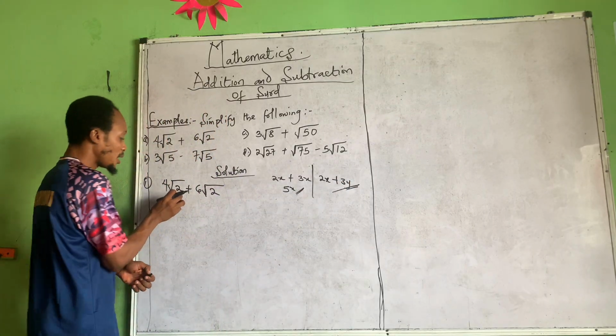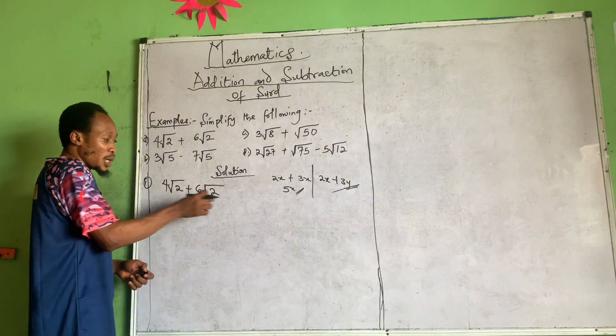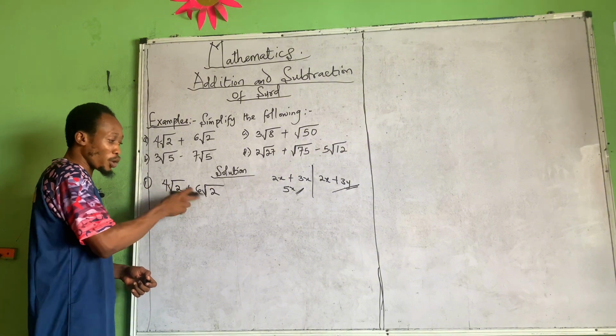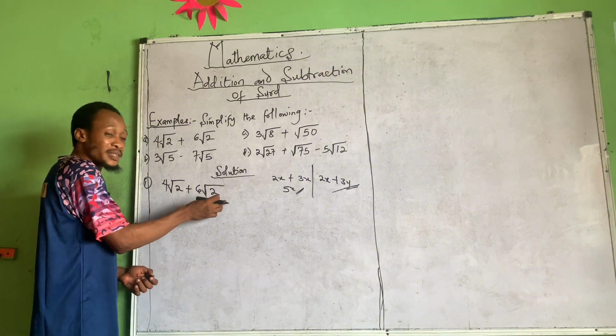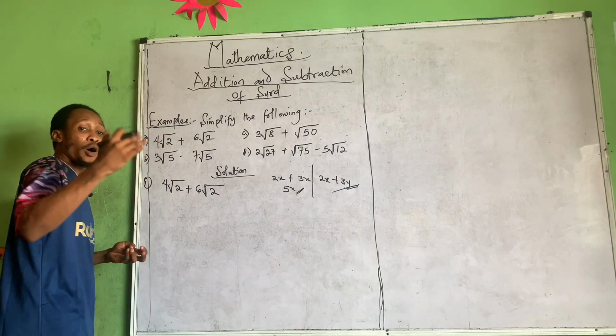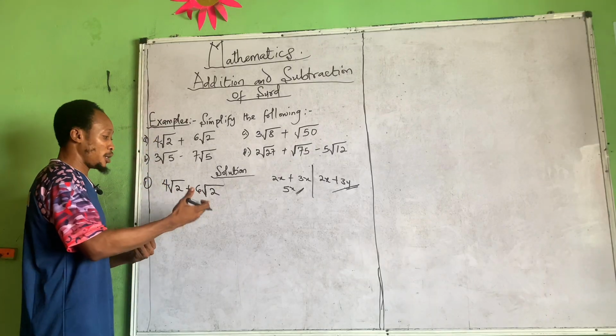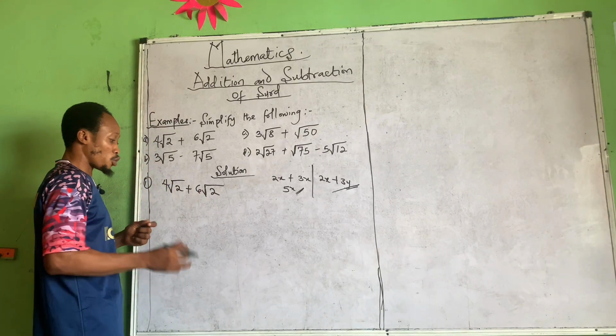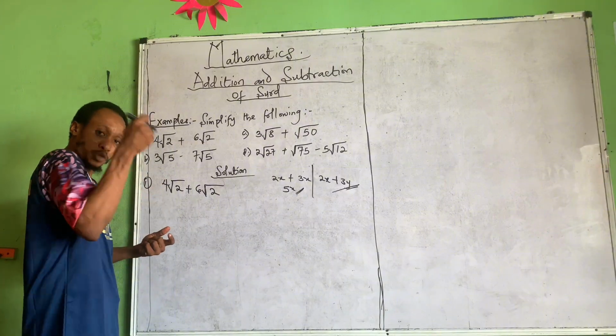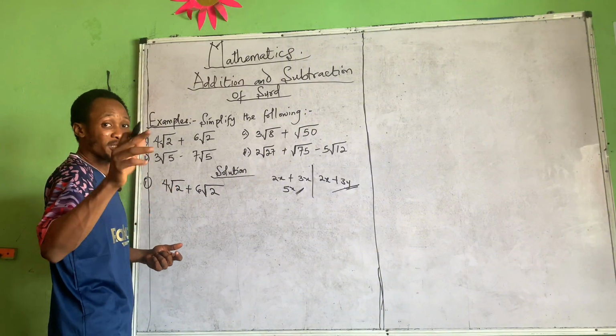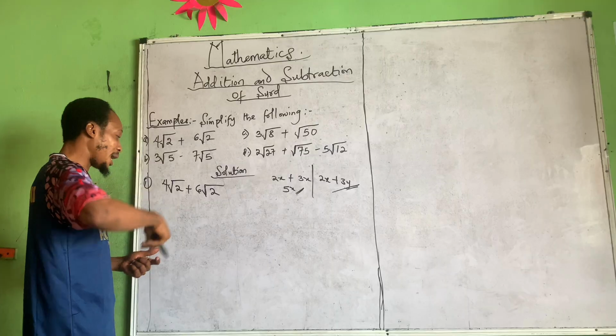So likewise for this too, if the roots are the same, you can plus the numbers. But if they are not the same, you will leave it like that. Only sometimes you can simplify to make them the same. So don't just conclude that they are not the same and you leave it like that. You have to simplify to make them the same if they can be simplified. That's why we looked at simplification in our last class.